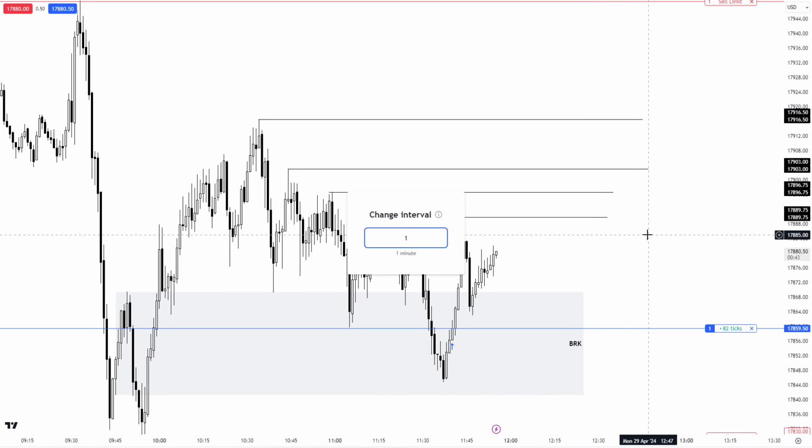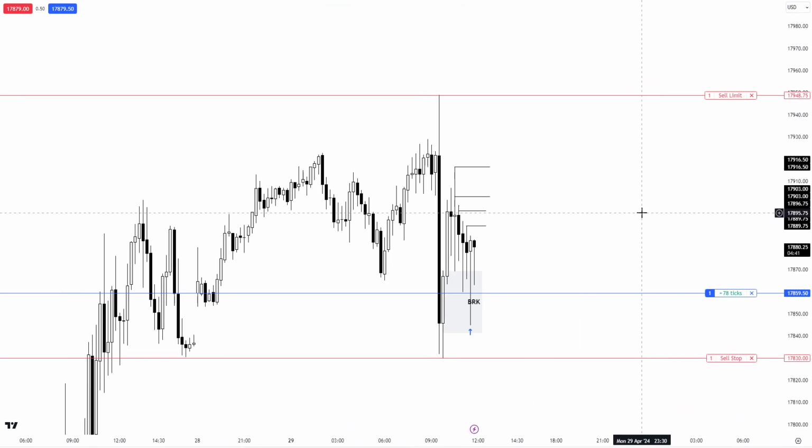Okay, so now zooming back out to a higher time frame, we identified the breaker, but what makes this a valid breaker in my opinion?